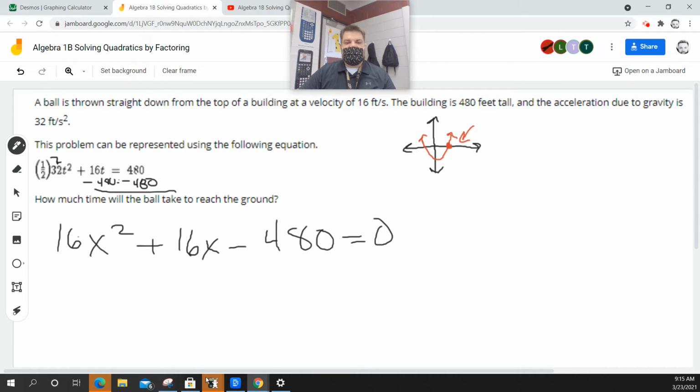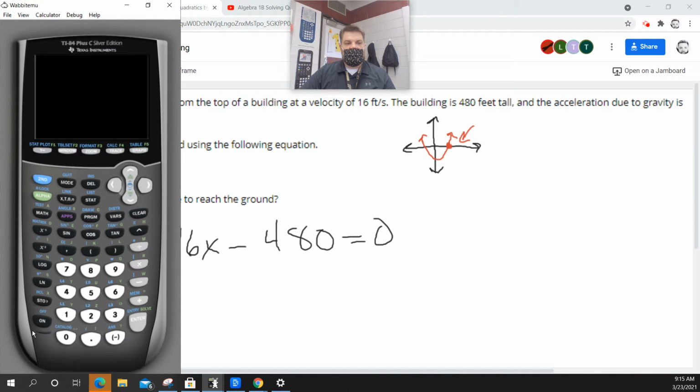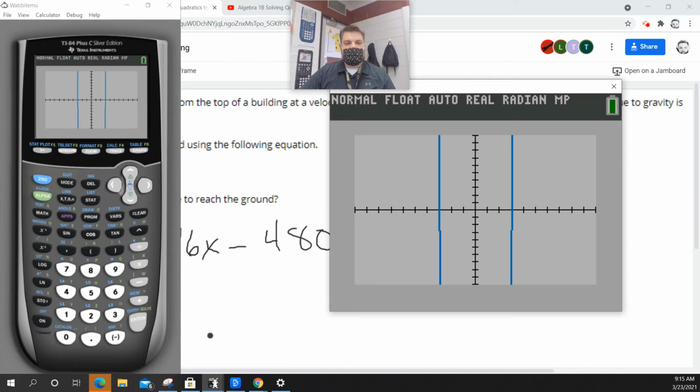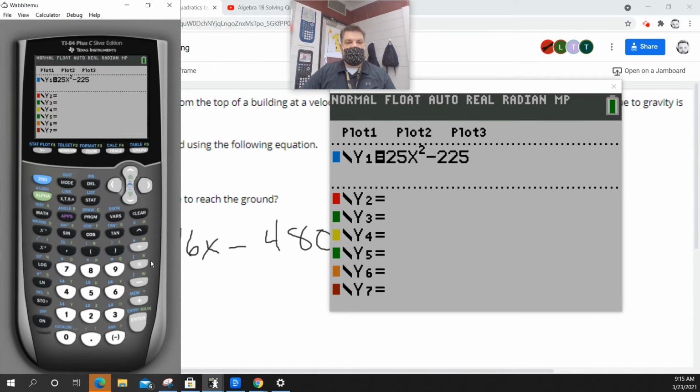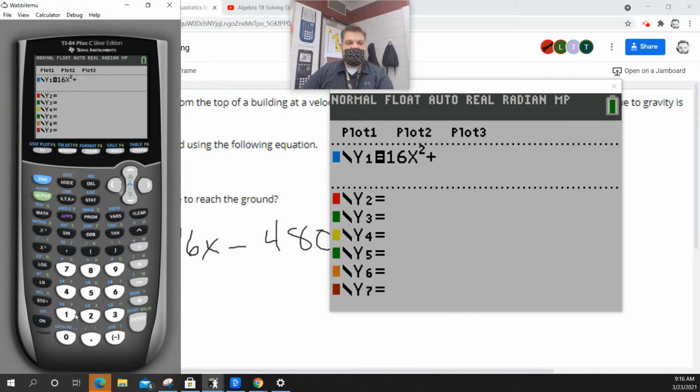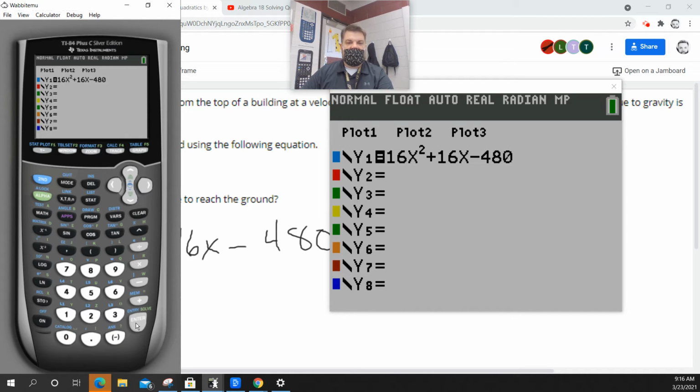Well, now I'm just going to graph this and see what it does. Going to go in here and I'm just going to clear this out. And I'm going to say 16x squared. Was that plus or minus 16? Plus 16. Plus 16x minus 480. Now, truthfully, I could factor out a 16 of this whole thing, but I'm not going to today.